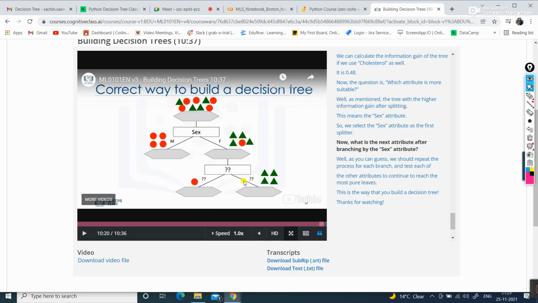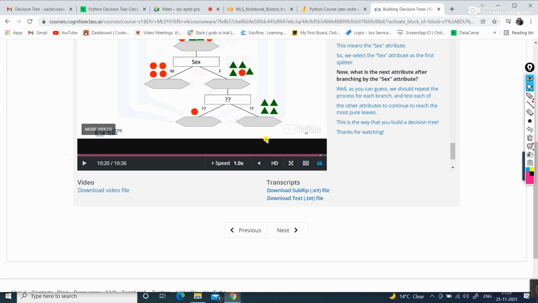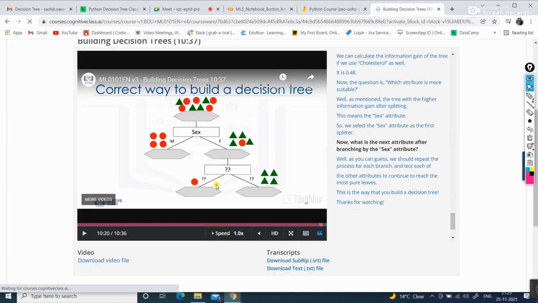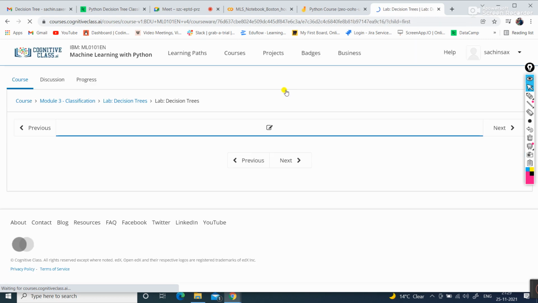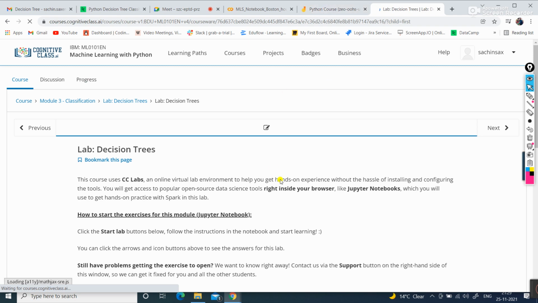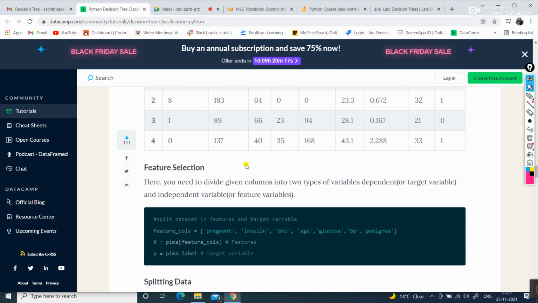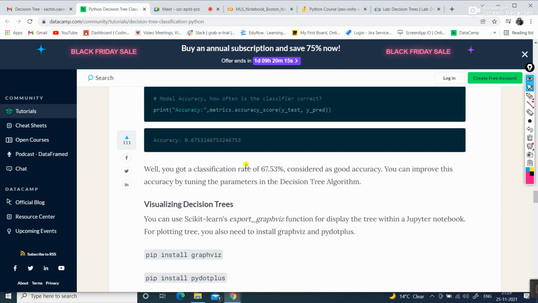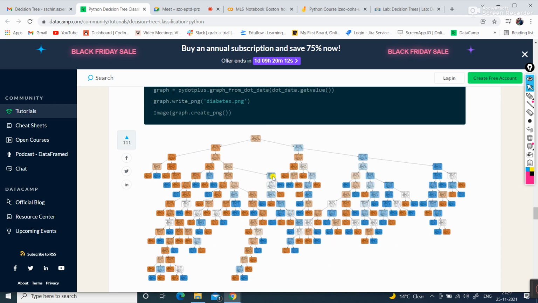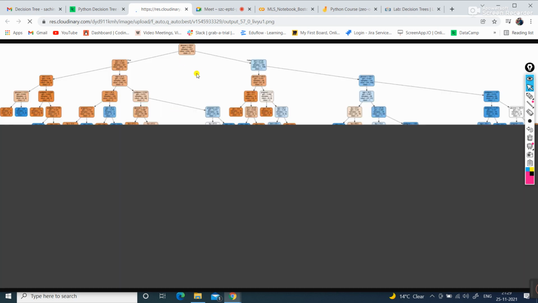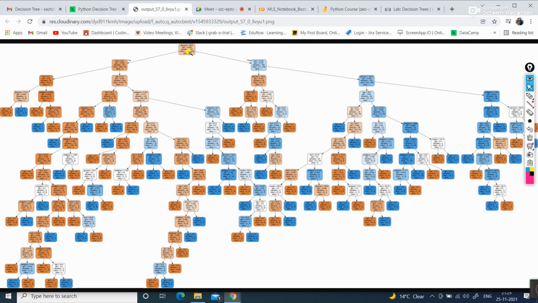Alright, so that will create more splits. Now I understand building a decision tree. What is next? Coming towards the next part, loading data set and feature selection. Then we have this tree, and on the right hand side we have this.